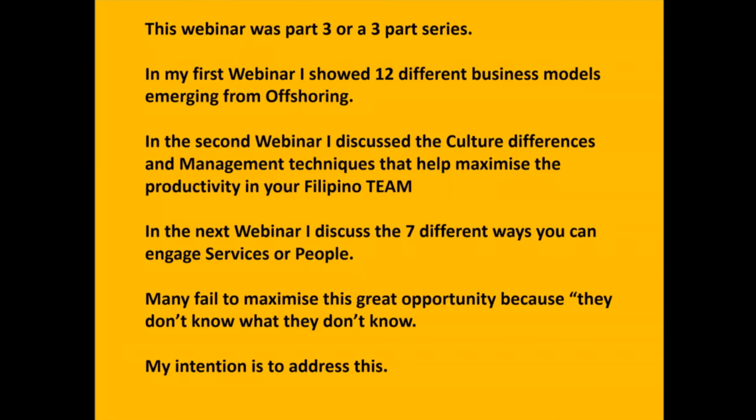This webinar was part 3 of a 3-part series. As I said before, in the first webinar I showed you 12 different business models that have emerged and that are using offshoring. In the second webinar I discussed the culture differences and management techniques that help maximise the productivity of your team. And in this one, of course, I've discussed the 7 different ways you can engage services or people, with some costings around it. Well, they're benchmark costings, but they're an idea to understand how they all work together. Many fail to maximise this great opportunity because they don't know what they don't know. So my intention is to address this.